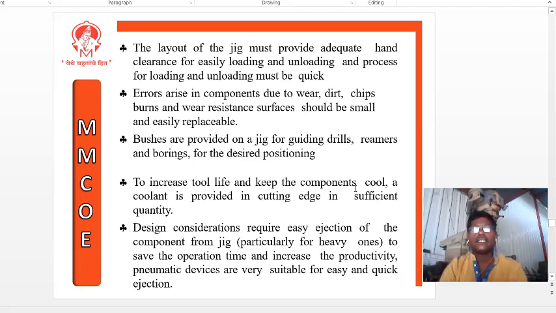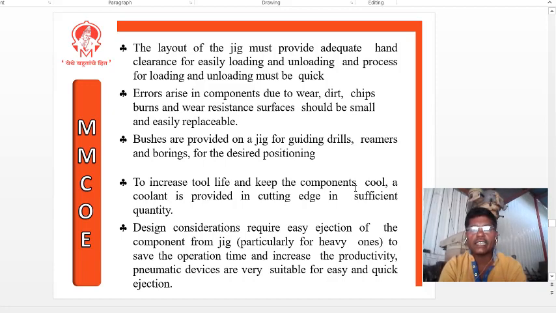In this, the layout of the jig must provide adequate hand clearance for easy loading and unloading, and the process for loading and unloading must be quick. There should not be a time lag or time consumption between loading and unloading, as we have to fix the job as early as possible in the given location, so it should be done quickly.